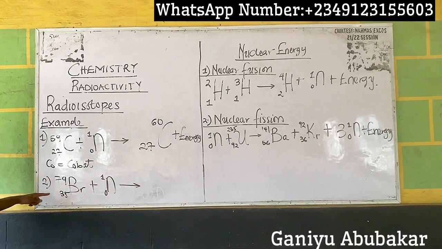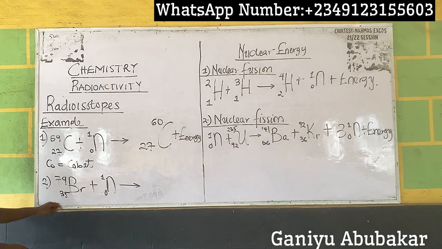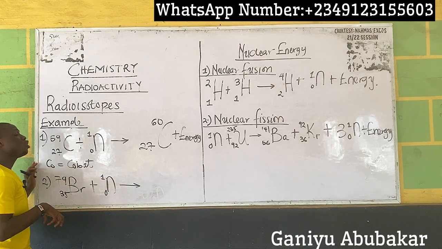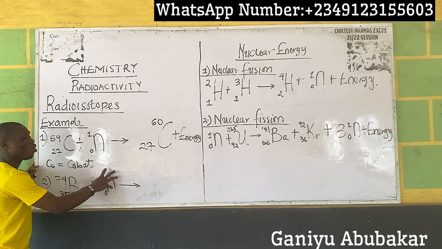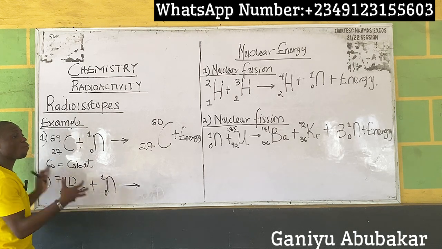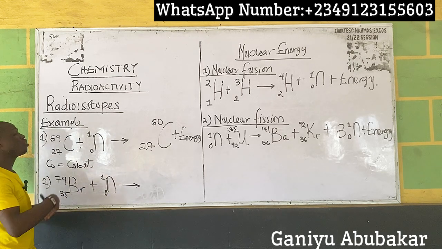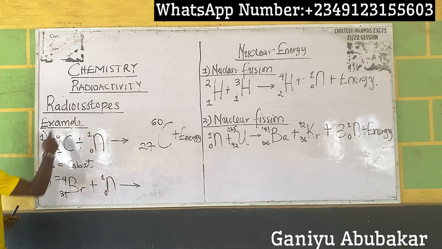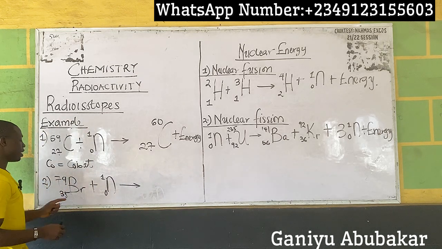Next, I can see Br here combining with a neutron. So here is the concept, please. Whenever I see a neutron or electron or deuterium combining with another element that is not radioactive, it means what? It's undergoing what? A radioisotope formation. So here's the concept.